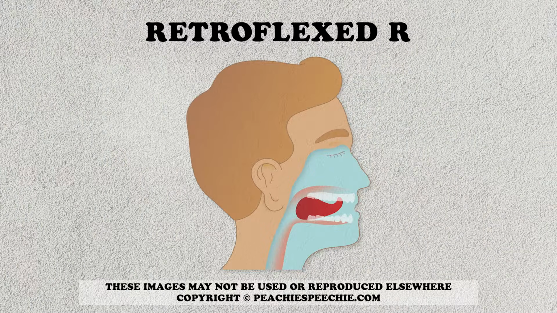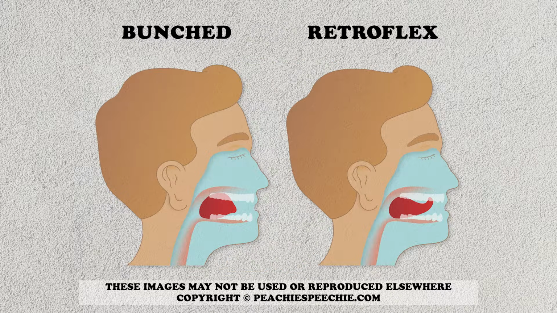Now we're going to look at the retroflex tongue position. When you produce the retroflex R, your tongue tip lifts and curls back. The sides of your tongue are up as well. Now look at the bunched tongue next to the retroflex tongue. Can you see the difference?